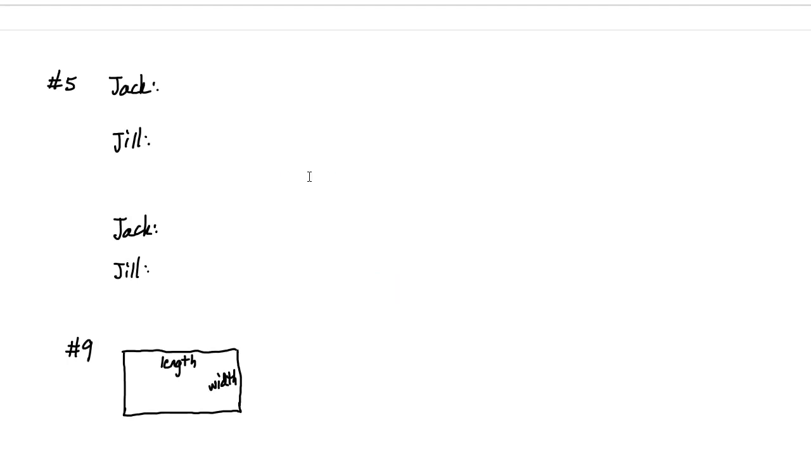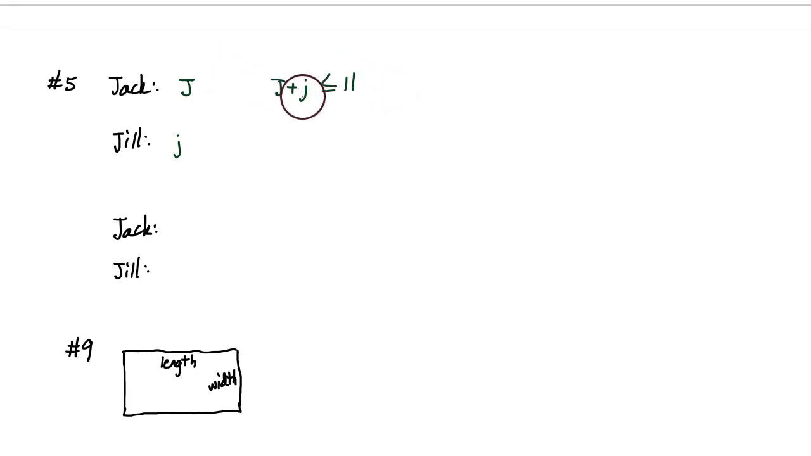Next, number 5. Together, Jack and Jill carried at most 11 full pails of water. Find two possibilities for the number of pails that they carried. Let's use capital J for how many pails Jack carries, and lowercase j for how many pails Jill carries. We're told that together they carry at most 11. So together means you add them together. And at most 11 means less than or equal to 11. At most 11 means you're not more than 11.